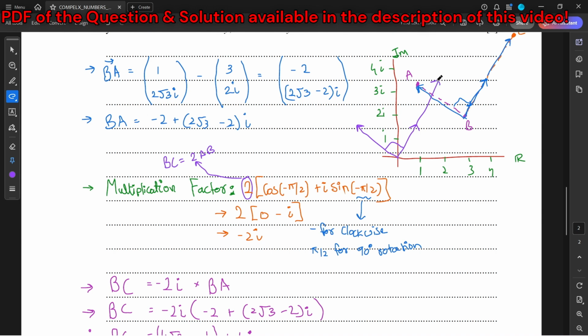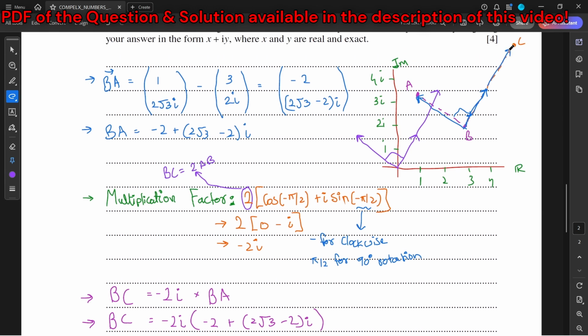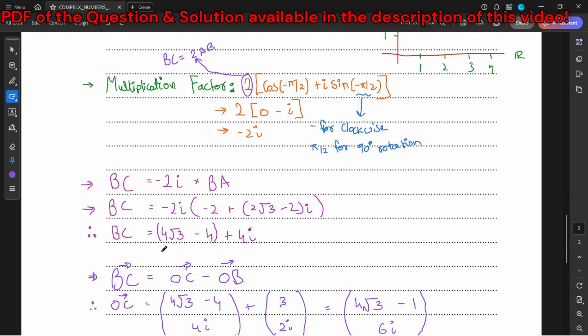Now I need to take this vector and shift it on top of the B so that I can get to C. So I can now do it either in the format of vectors, or I can directly say that in order to go from here to B, I'll need to go 3 units in the x-axis and 2 units in the y-axis. And then I can say that that is how I can get C. Or else if I want to follow my vector approach, because I already found out what is my BC, over here it's 4 root 3 minus 4 plus 4i.